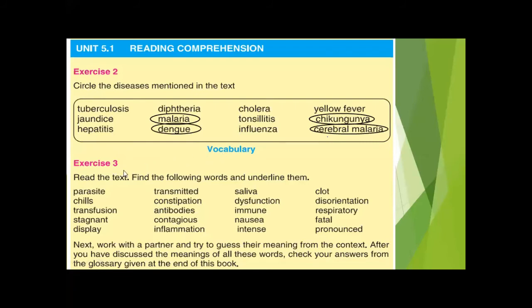Now, in the vocabulary part, exercise 3, read the text, find the following words and underline them. So again, you have to read the text and keep these words in your mind, and then underline the words while reading the text. Parasite, transmitted, saliva, clot, chills, constipation, dysfunctions, disorientation, transfusion, antibodies, immune, respiratory, stagnant, contagious, nausea, fatal, display, inflammation, intense, pronounced.